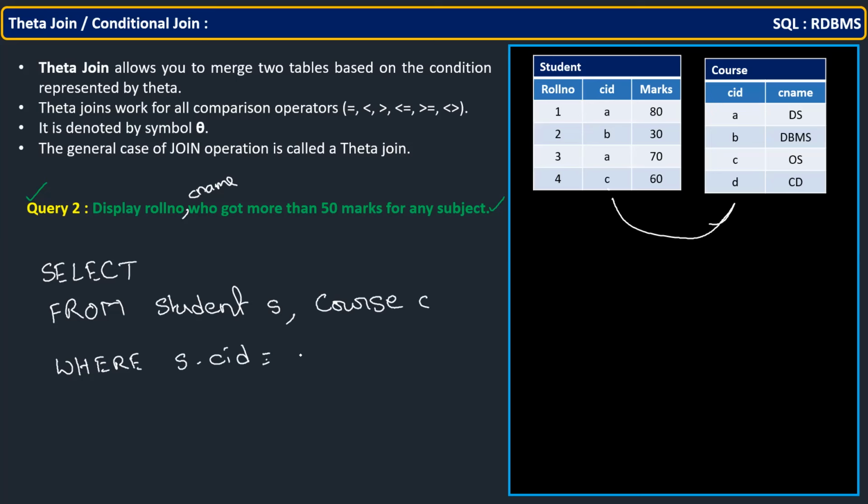S dot CID equal to C dot CID, and since he is asking for more than 50 marks, you have to put an AND. So here S dot marks greater than 50. Then what we need to select here: roll number, comma, C name.